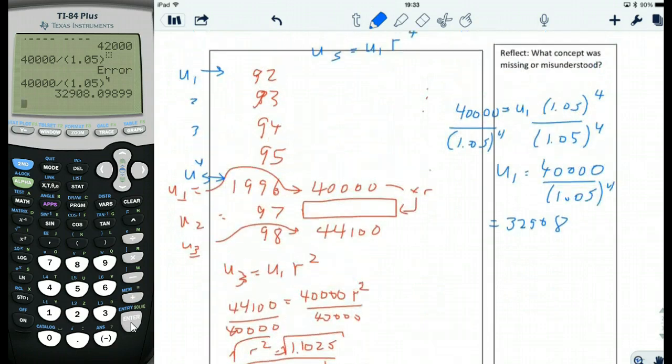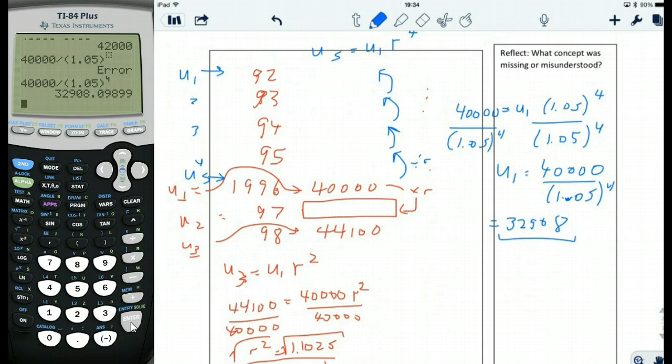So basically, it's the same as what we talked about before. I said that you could get this value by, instead of multiplying by r from 40,000, dividing by r. If you divide by r 1, 2, 3, 4 times, you're going to get back to 1992, and you would have the same value. We can do it with the term equation. If we do, we get the same result. We divide by 1.05 to the fourth, and then you end up with the value for U1.